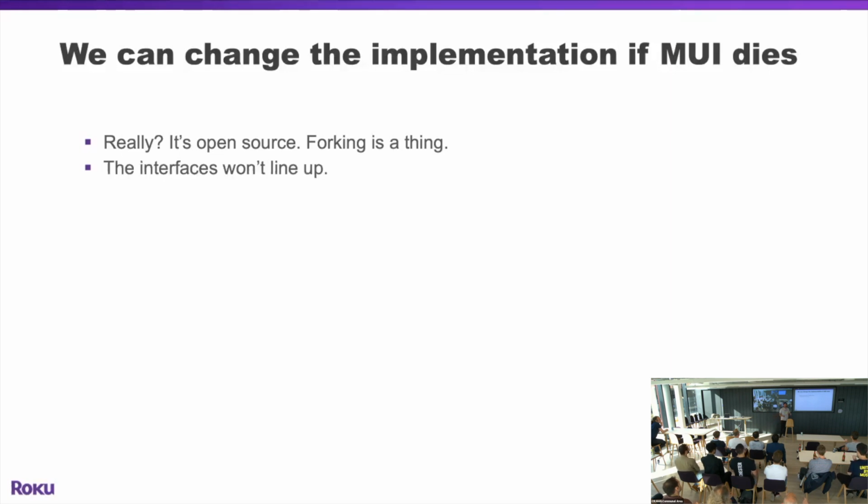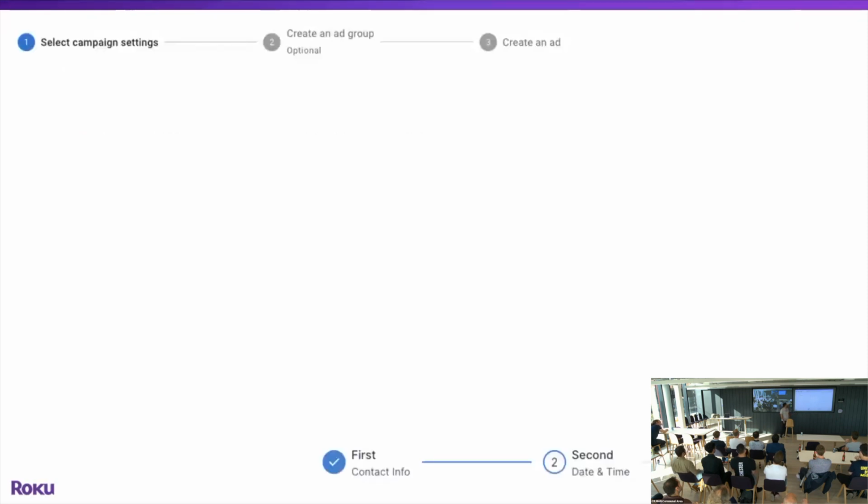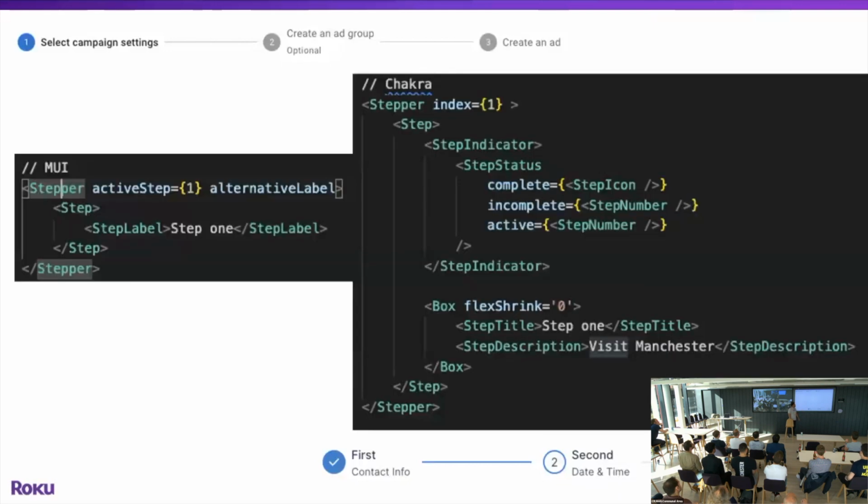Second, it's going to be really hard to try to line up the interface from the old thing to the new thing. So let's walk through a contrived example. Here we have a stepper. On top is Material UI, and here we have Chakra. They kind of look the same. MUI code, Chakra code. So let's just try to line up the interfaces.